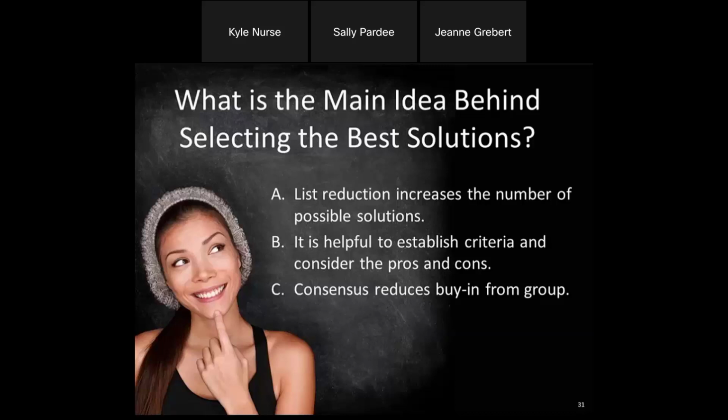Great. Yeah, you're all correct. The best answer is B. It is helpful to establish criteria and consider pros and cons when selecting the best options. We also learned that the list reduction process can help by narrowing down the proposed solutions, rather than increasing them, to those that may be more successful. And consensus actually helps increase the buy-in from the group members rather than decrease it, because they agree on the best way to move forward.